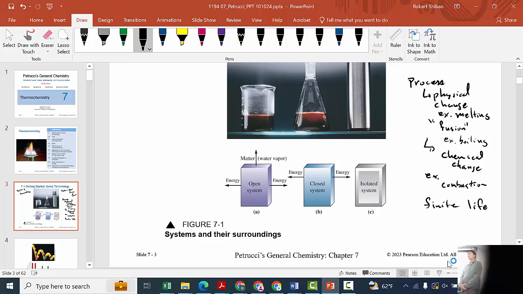But there's energy involved in that process. So when we melt all our ice, then we want to figure out how much energy was required for that process. Or when we combust the gasoline, we want to measure how much energy was released in that process.